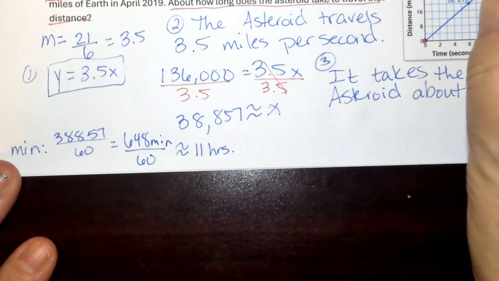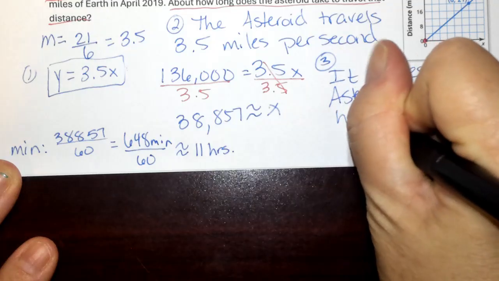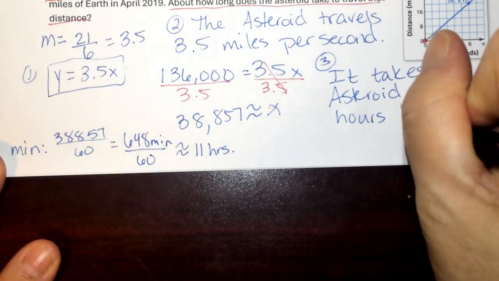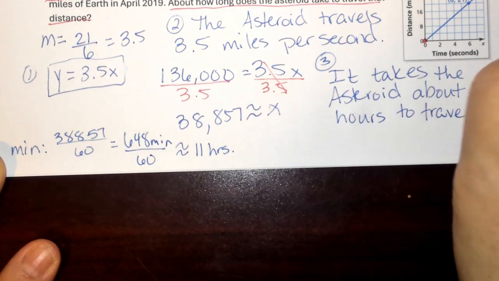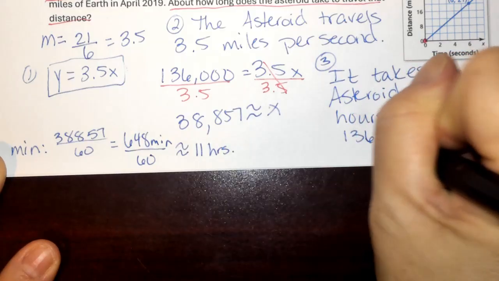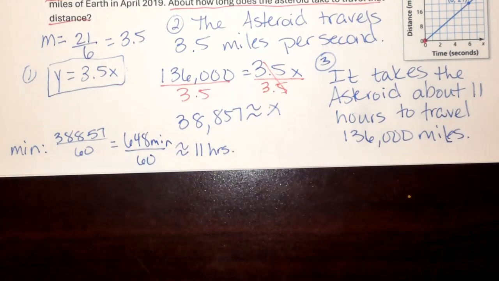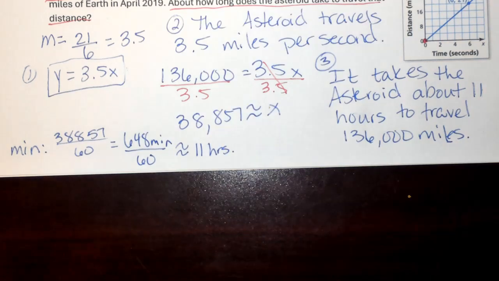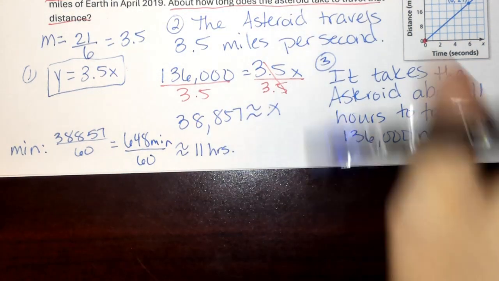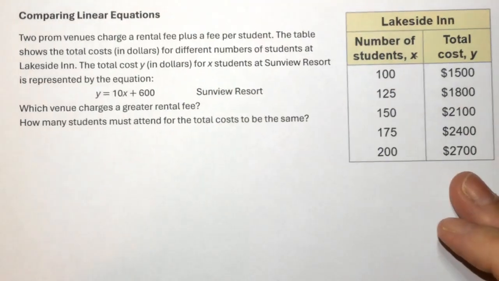So it takes the asteroid about 11 hours to travel 136,000 miles. All right, so that sounds a little more like 11 hours. Okay, now we have a little better understanding of what kind of time that is. Okay, we have one question left. This one does take a little bit of time, but these are the type of problems that they love to give you.